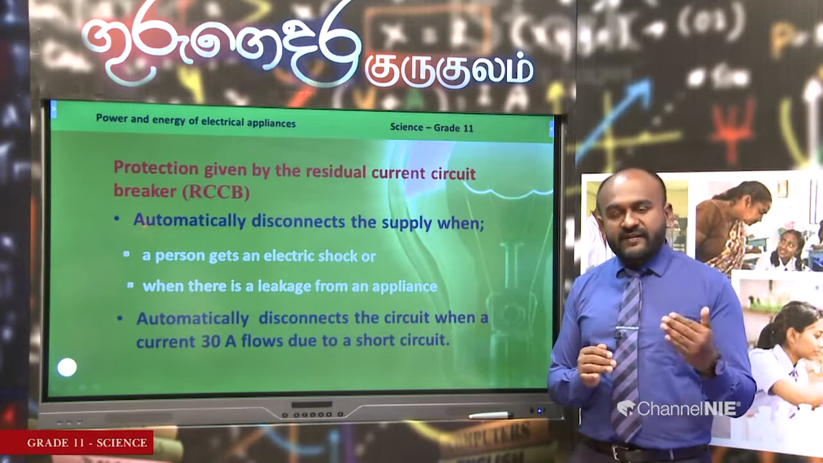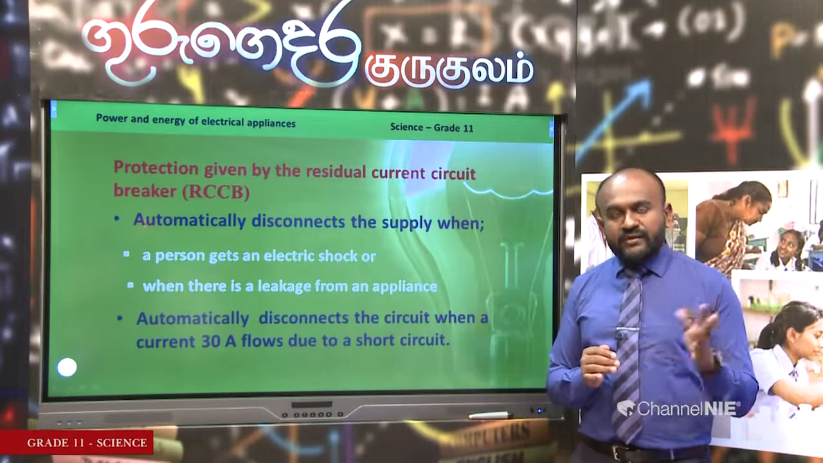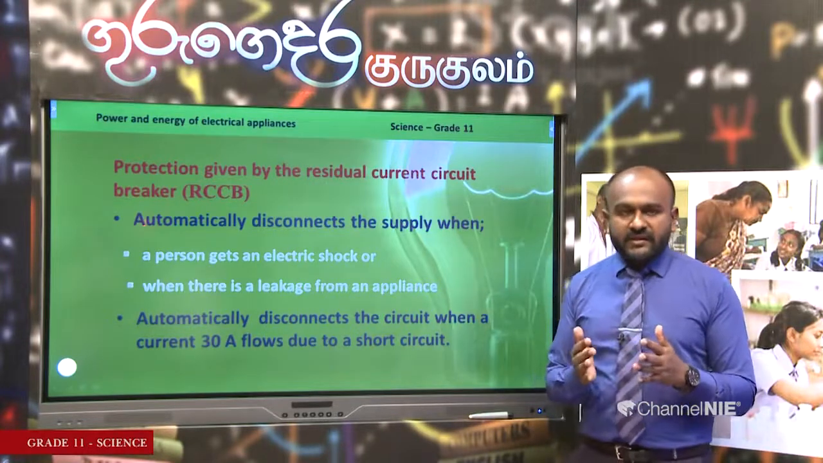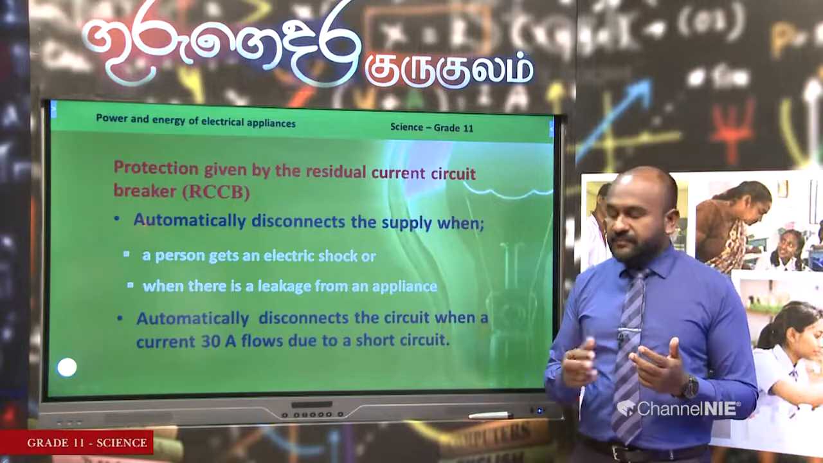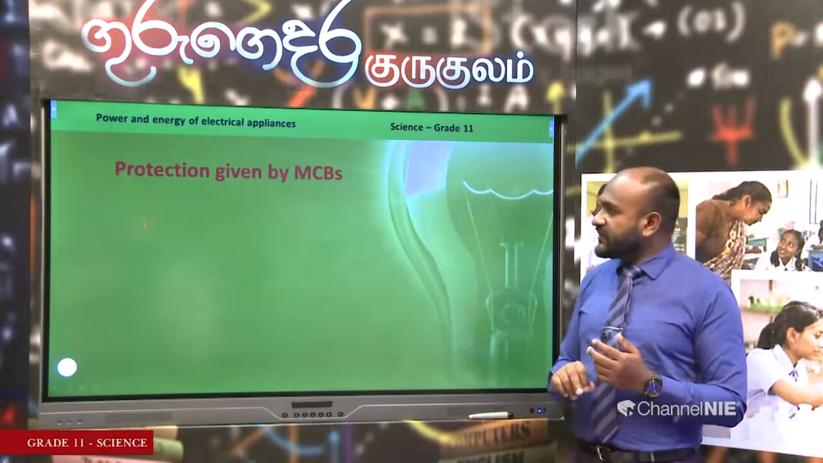So, what is the other device we are going to talk about now? That is the MCB, or in the old circuit it is fuses. Let us see the type of protection that MCBs give us. Protection given by MCBs.